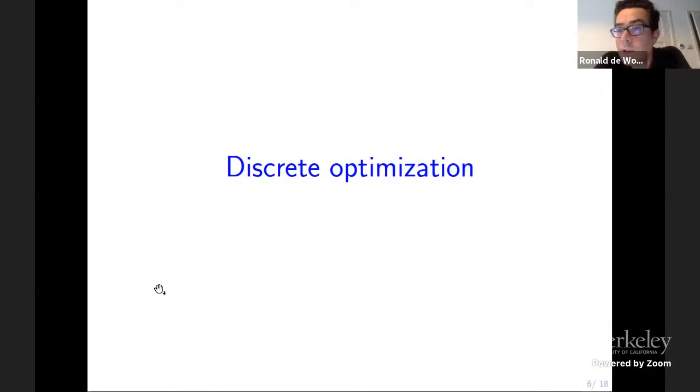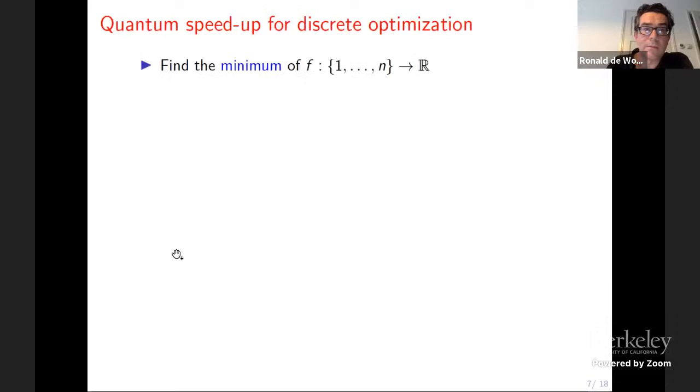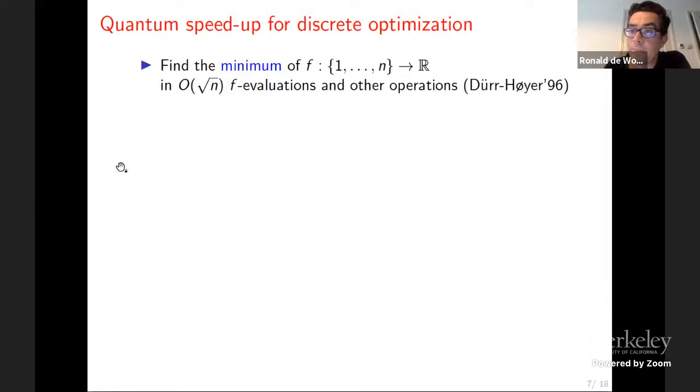Okay, so now let me move into discrete optimization and discuss some of the speedups that we actually know for problems in discrete optimization. So the first one is the most general. It's also the most boring, and that is if you have a function on a discrete domain of size n, let's say it maps the numbers 1 up to n to the reals, you can find a minimum of this function in about square root of n time. This is a very simple application of Grover's quantum search algorithm, which is due to Dürr and Hoyer. So this is not very exciting, but it is very widely applicable.